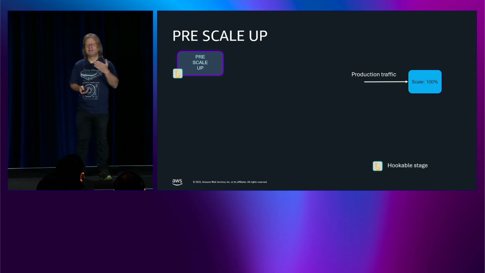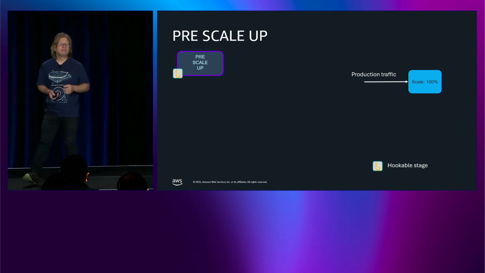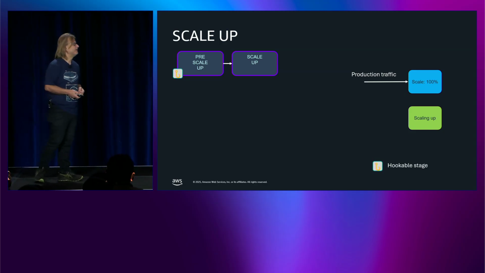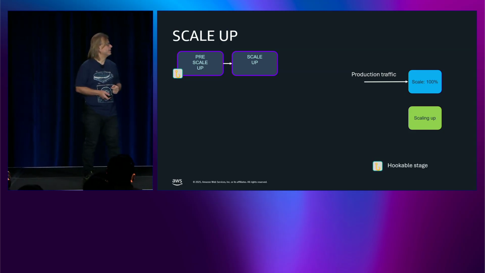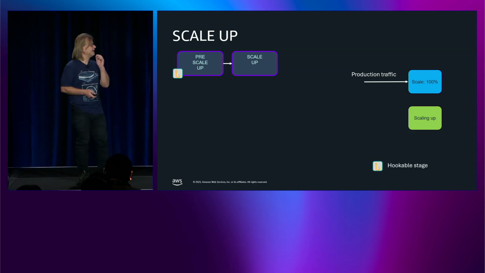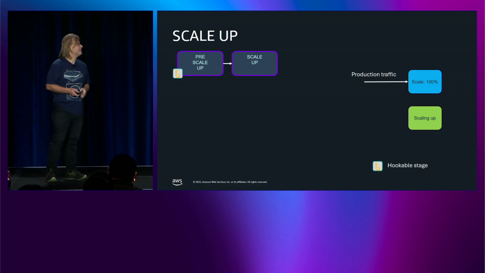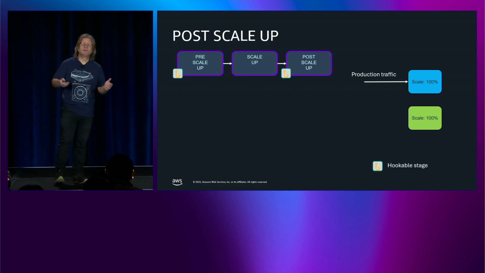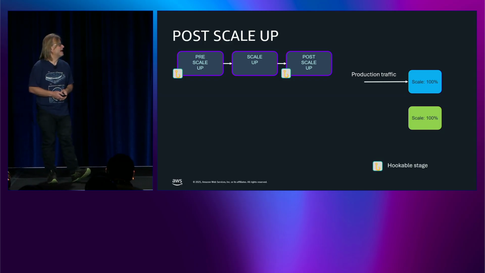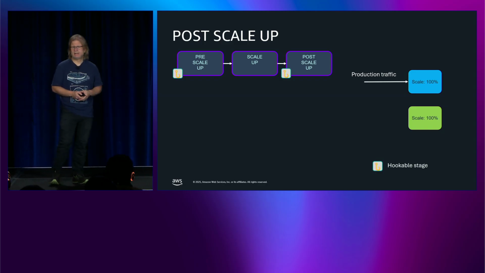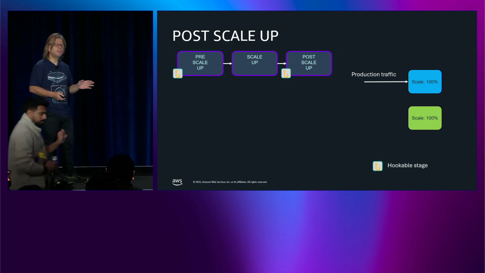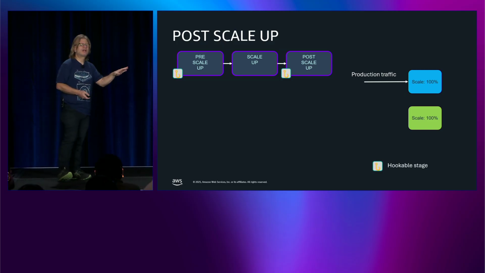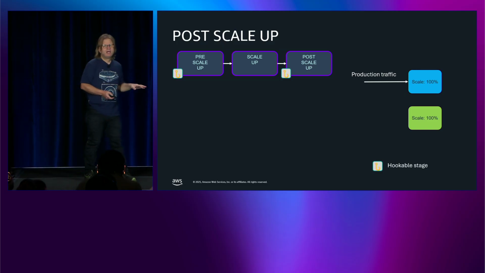So if the hook returns successfully, you then proceed to the next stage, and this is where we do the scale up. Here we scale up the green environment. You can see there on the far side, we have the green environment scaling up. And once you achieve the full scale up, then we enter the post scale up stage. At this point, all production traffic is still going to the blue environment. There is no traffic going to the green environment.